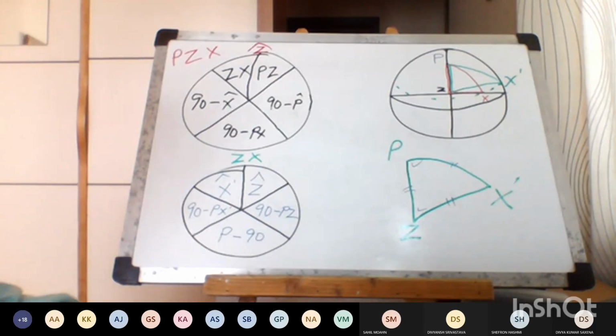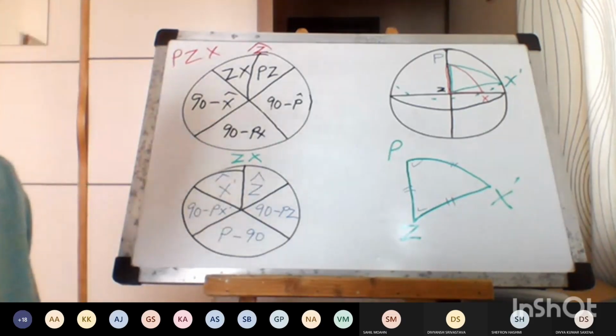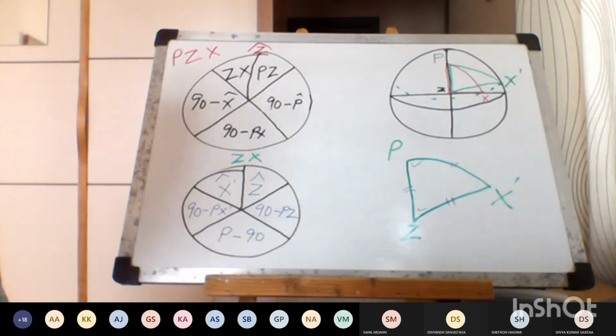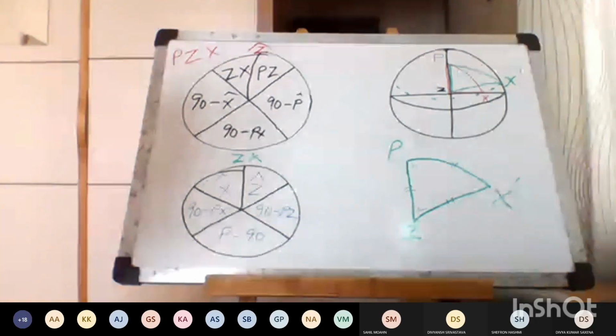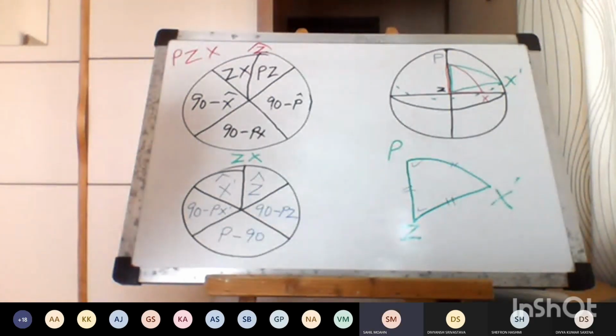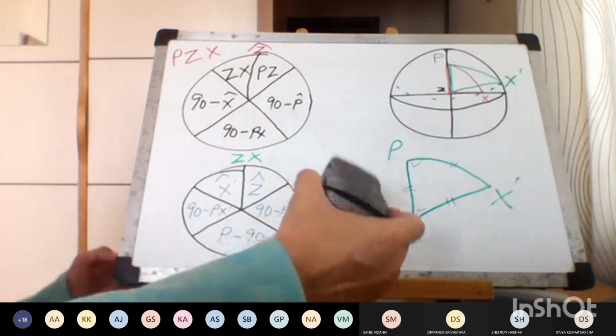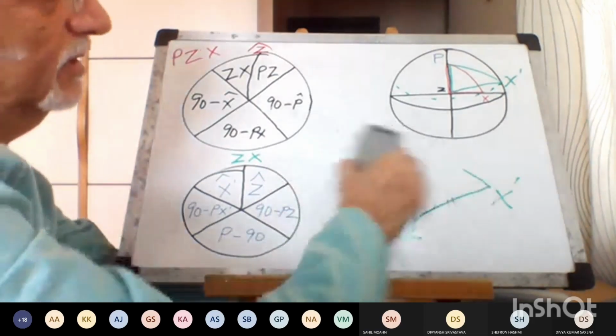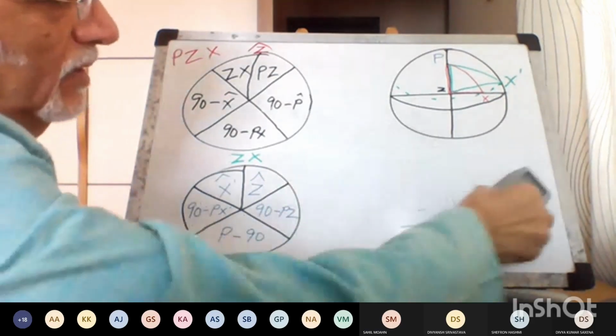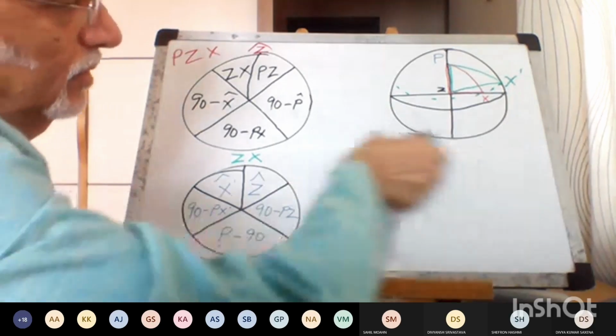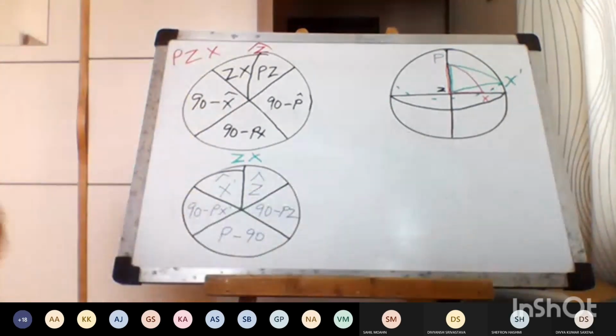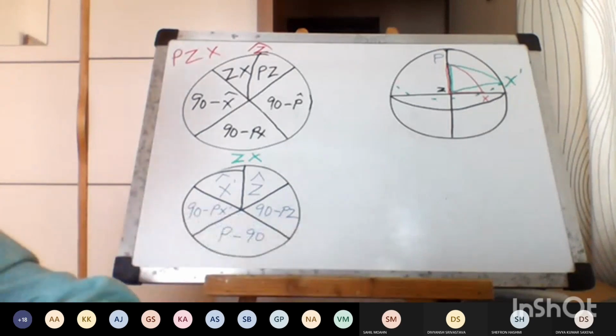So is this Napier rule clear to you? How we draw the Napier diagram from the PZX triangle? Yes. Clear? Okay. But this is just one step. This is just drawing the diagram. Finally, we have to use a formula to solve this. Does anyone know the formula?